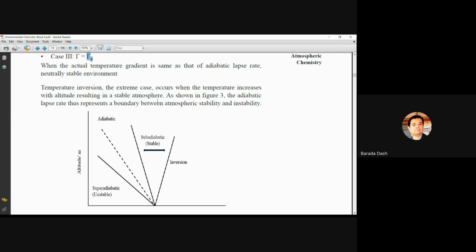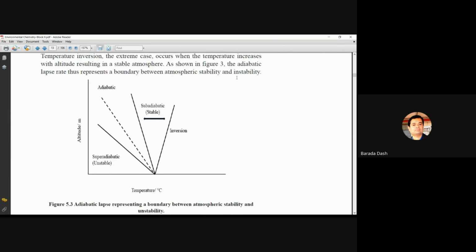So the adiabatic lapse rate thus represents a boundary between atmospheric stability and atmospheric instability. That's why that term is very important.